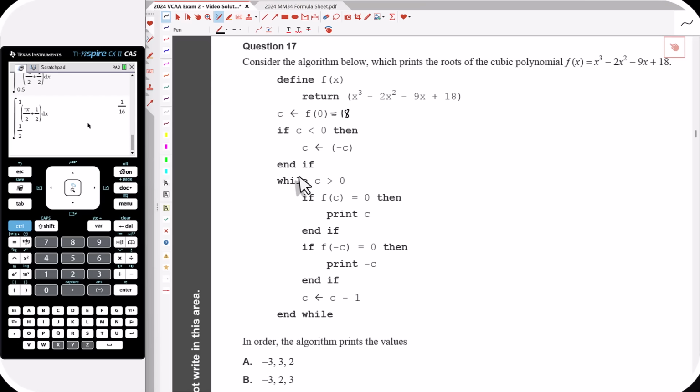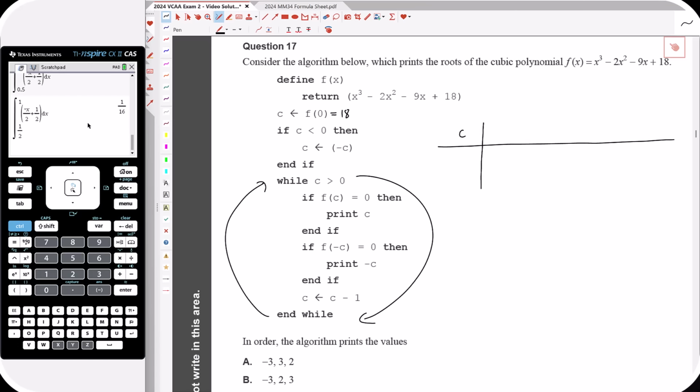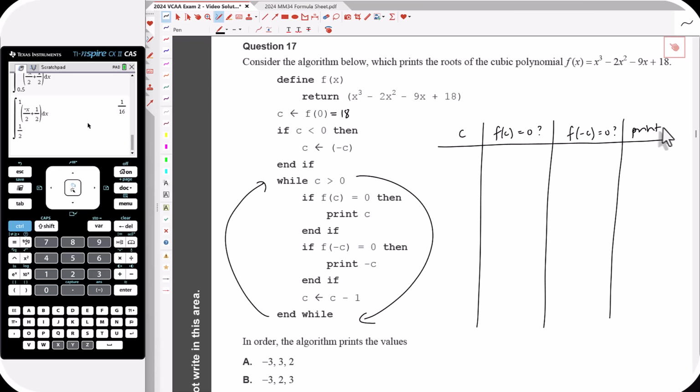So as long as c is bigger than 0, we're going to continue to work our way around this while loop. If f at c equals 0, then print c, and if f at negative c equals 0, then print negative c, and then we decrease the value of c by 1. Okay, so let's think about working our way through what happens here. We have a c value, we check whether f at c equals 0, we check whether f at negative c equals 0, and then we may or may not print something.